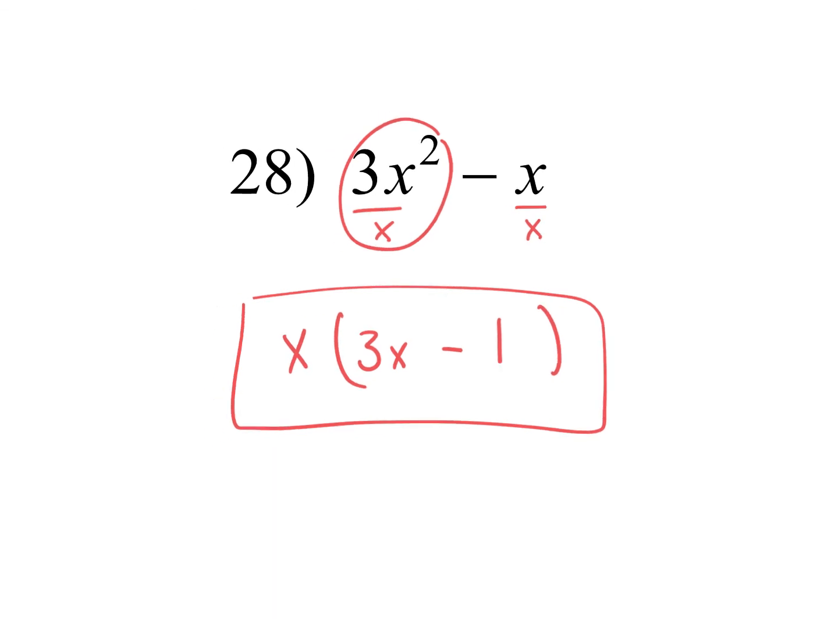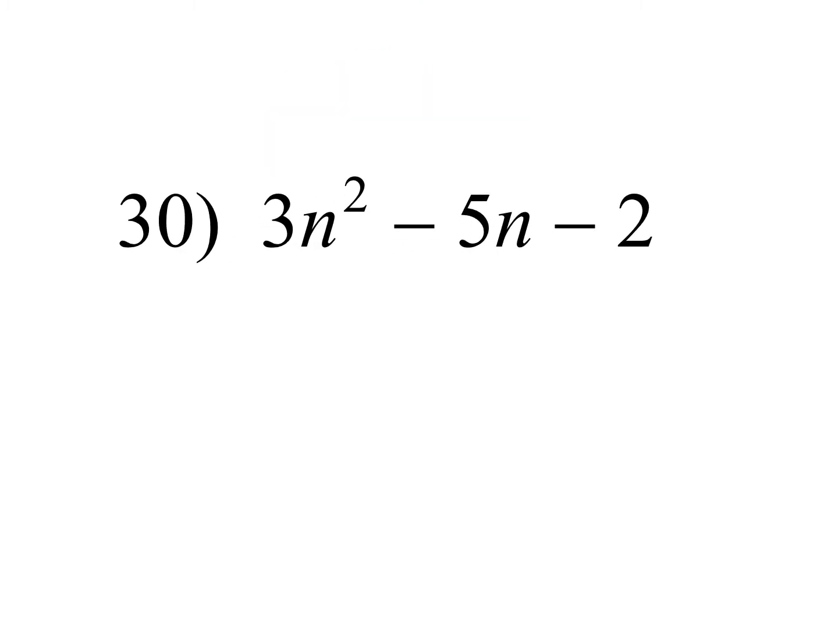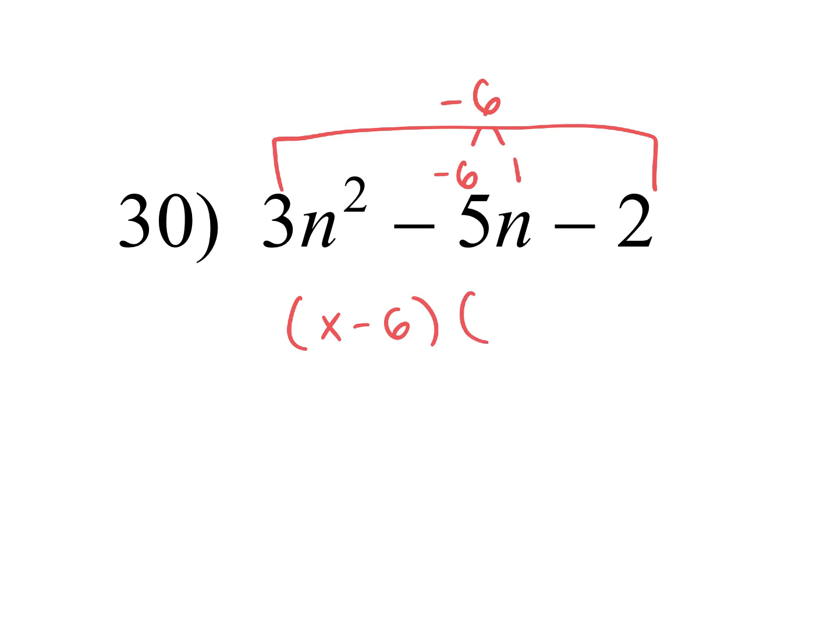All right, last one, number 30. Are all of these numbers divisible by 3? Nope. So I have to multiply the first and the last. It gives me negative 6. What are two factors of negative 6 that add to negative 5? Negative 6 and 1. Perfect. So I have x minus 6, x plus 1.